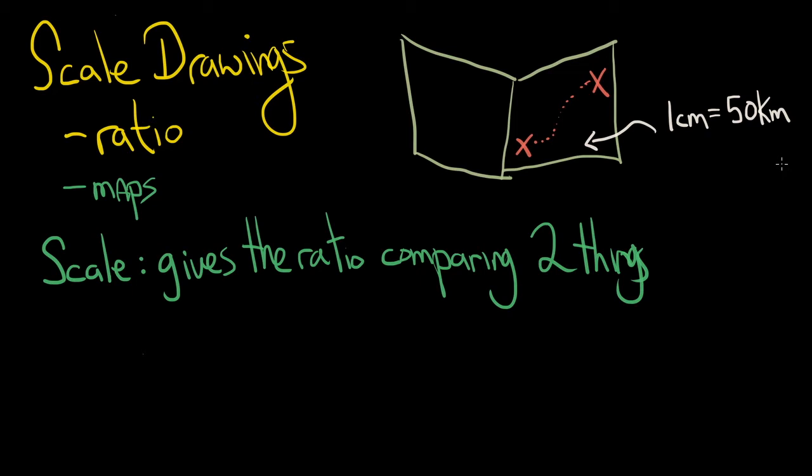And what we really need to do is make sure that we are consistent in what we're comparing. So what does that mean? Well, let's just go to an example because that is going to make things a little bit easier. So let's get rid of this. There we go. And let's go back to that idea of the map.